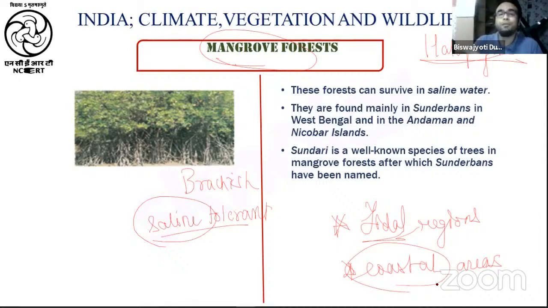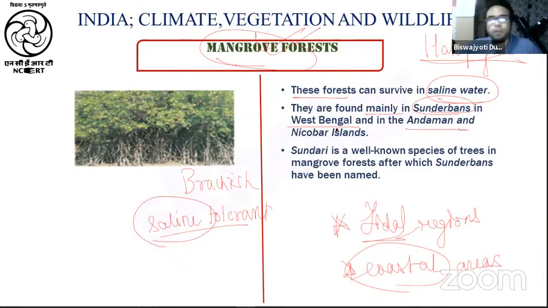Your fresh water is coming from the rivers, right? And your saline water is coming from the oceans. So the places where your oceans and the rivers are meeting, there we will find examples of your mangrove forest, fine. So these are the forests which can survive in saline water, and they are mainly found in Sundarbans in West Bengal, which is considered to be the largest mangrove forest of the world, right?